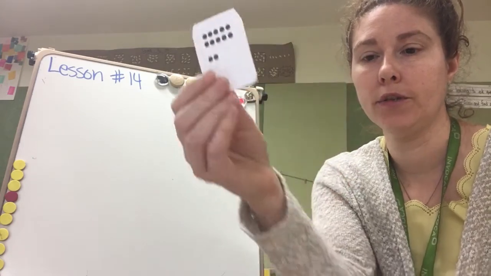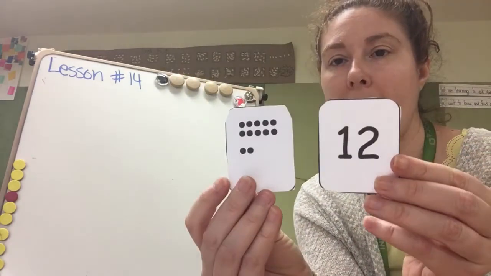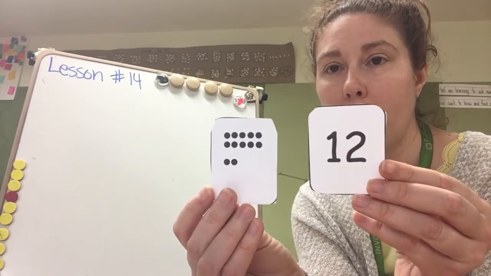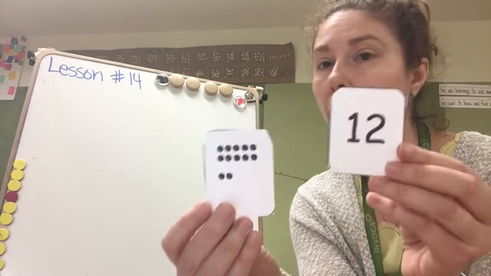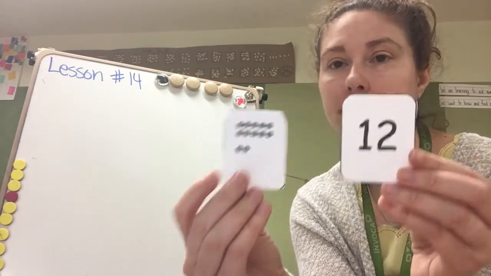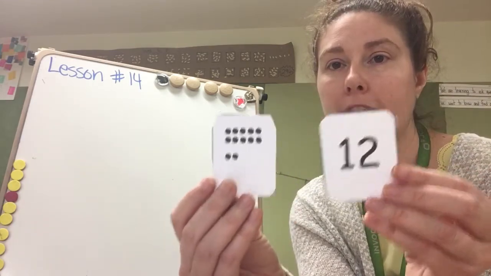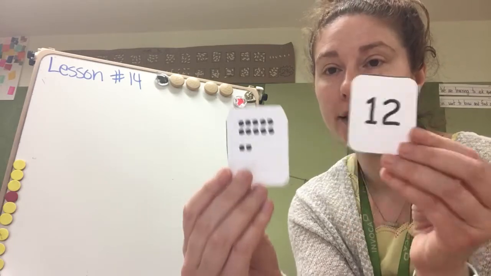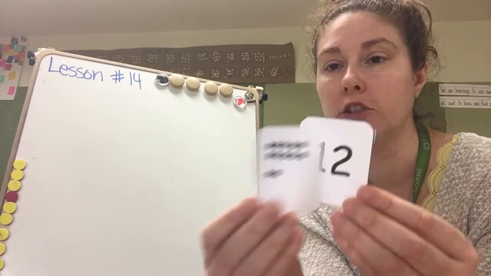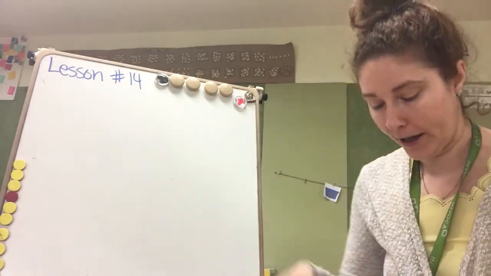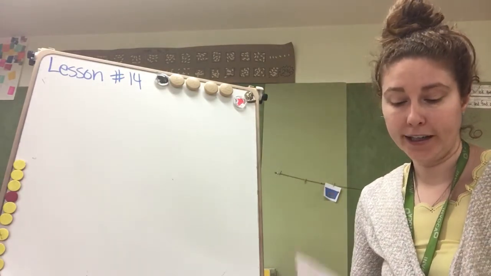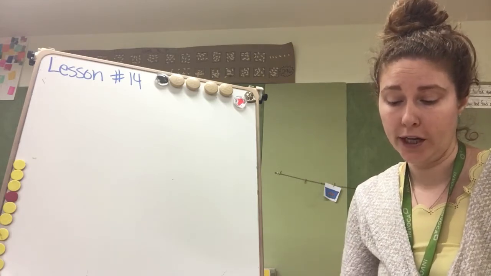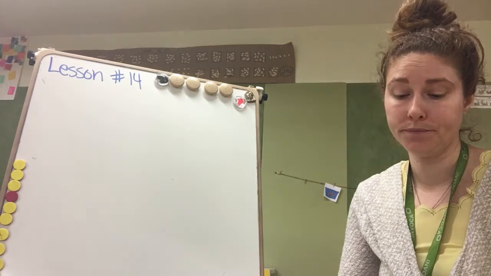10, 2. So these are a match, right? This is how we write it as a number, and this is a different way to display 12. Both show 12. They're just in different ways. We've talked about this before. A lot of times you can represent the value of numbers in different ways. So this would be a match. So you would keep going, cut out the whole set, find someone to play with you, or you could play by yourself and just practice matching them.